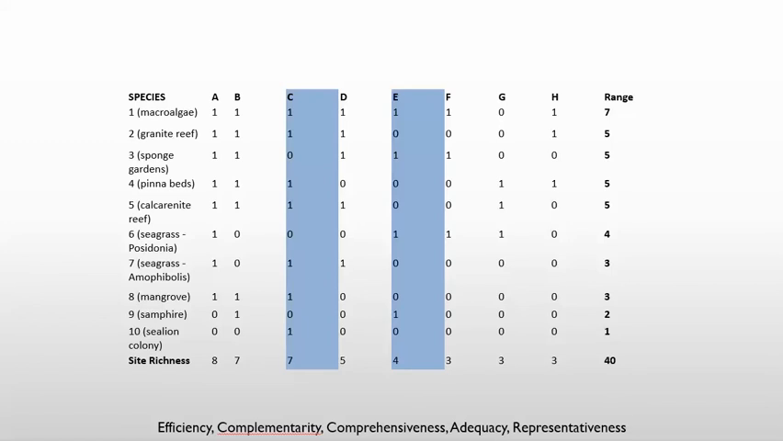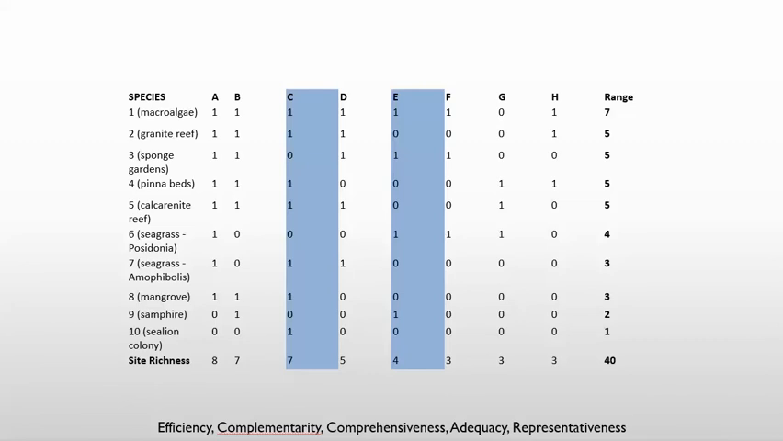Or you might say, well, really we need 2 macroalgae and granite reefs, but maybe we need 3 of the seagrass Posidonia, whatever. Anyway, of different attributes. So you could vary the number of different attributes that you'd want to have to be adequate in terms of conserving the diversity and representativeness.